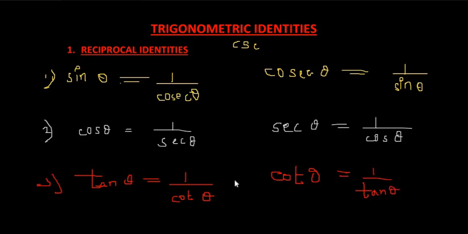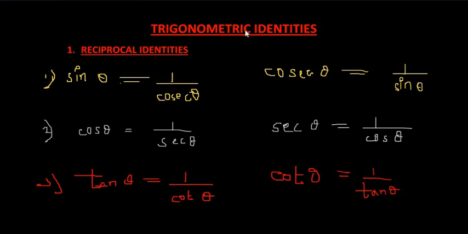So these are the three pairs which tell you about the reciprocal identities. The reciprocal of sine theta is cosec theta, the reciprocal of cos theta is sec theta, and the reciprocal of tan theta is 1 over cot theta. These are your reciprocal identities.